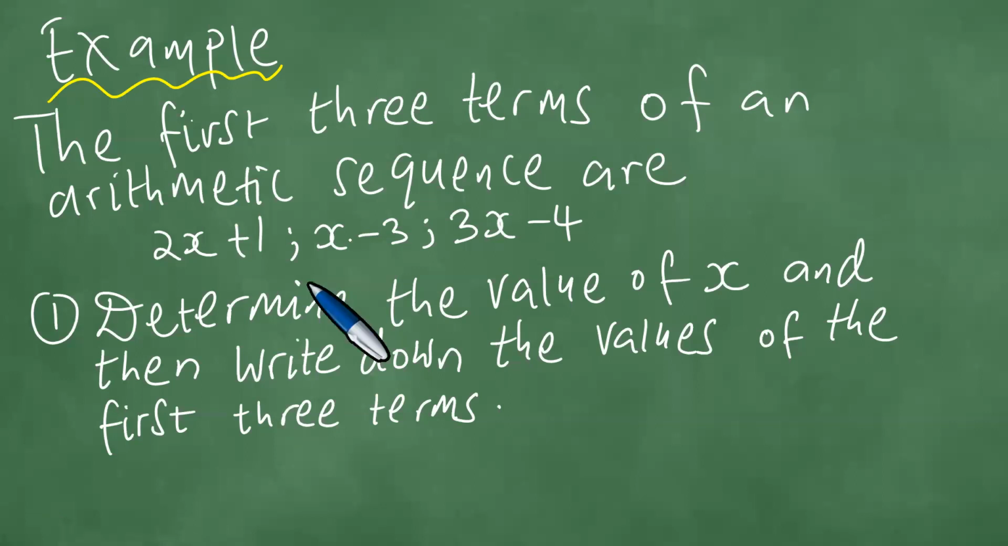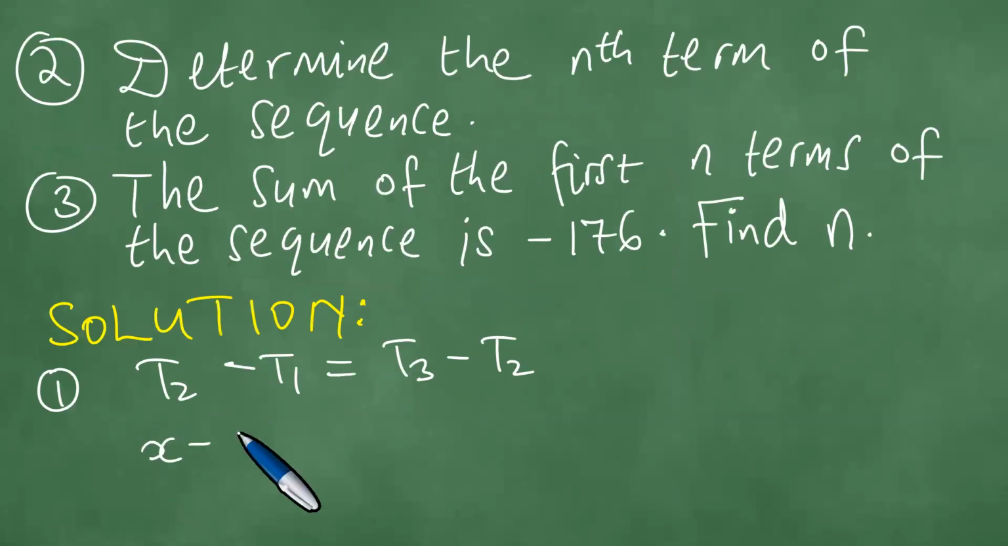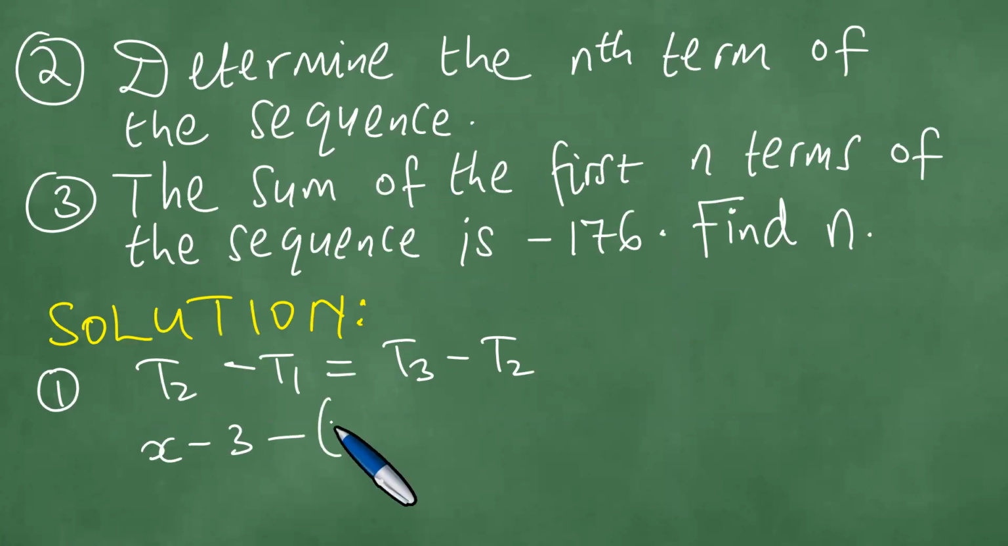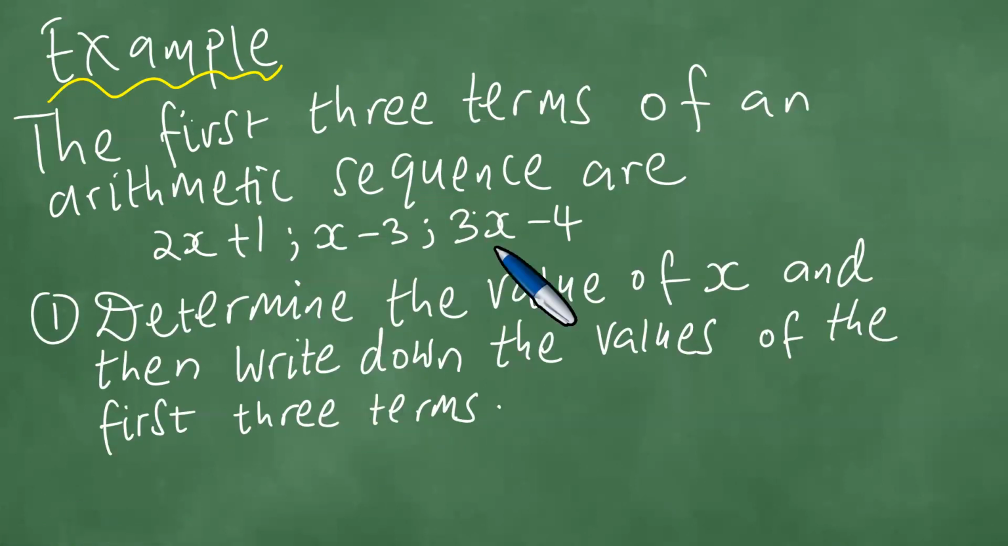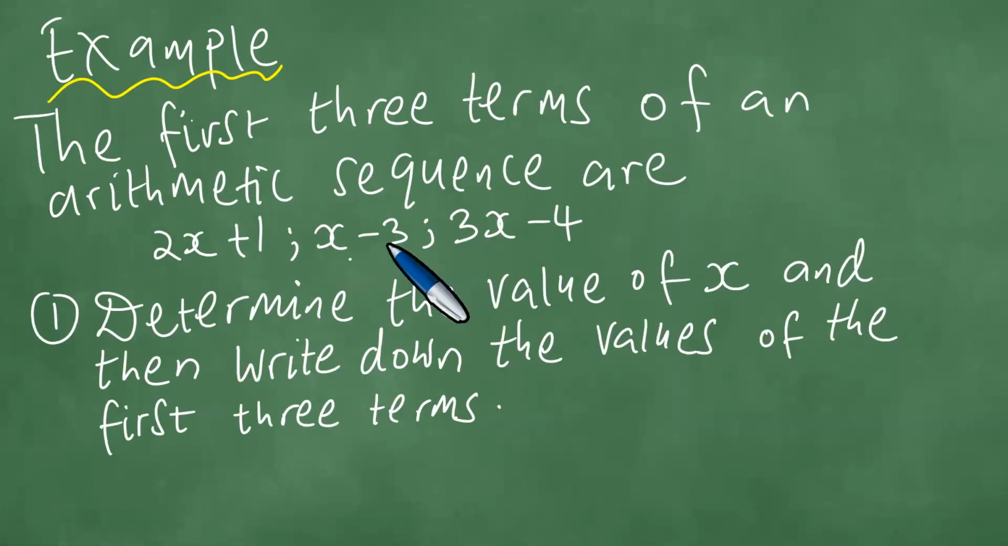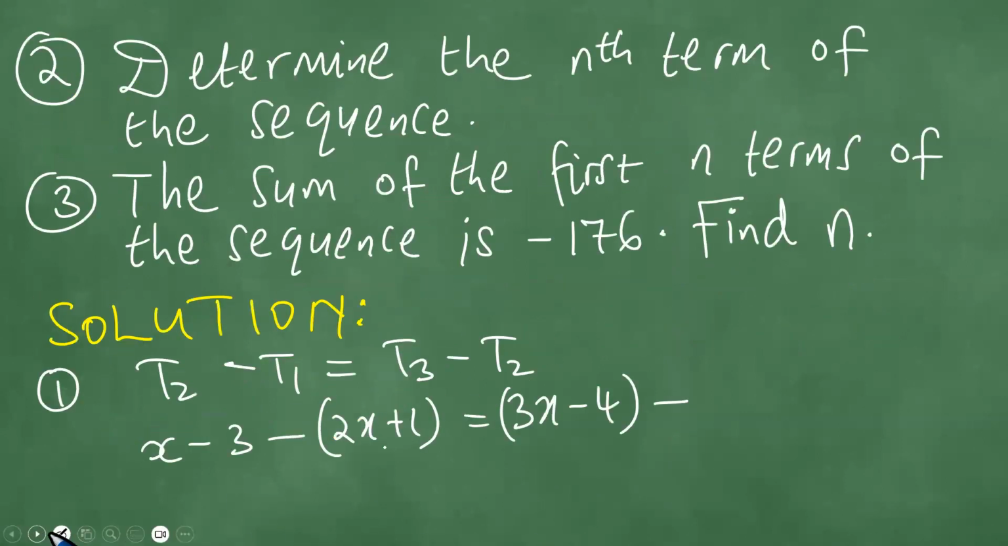What is T2? Term 2 is x minus 3. What is term 1? It is 2x plus 1. What is term 3? It is 3x minus 4. What is term 2? x minus 3.